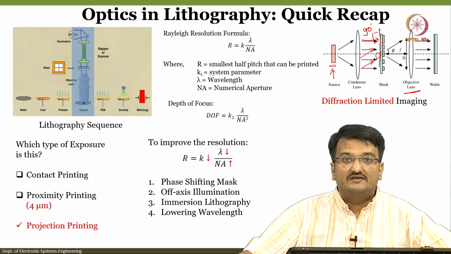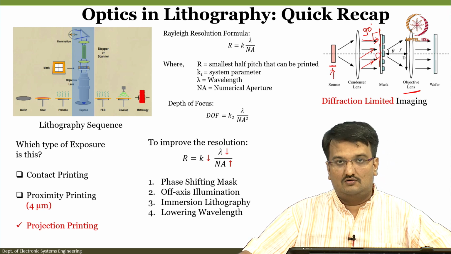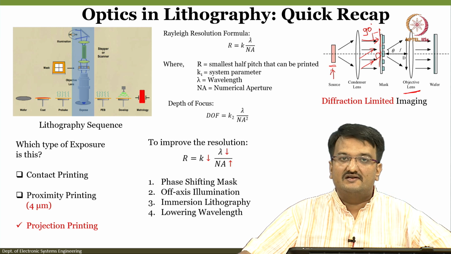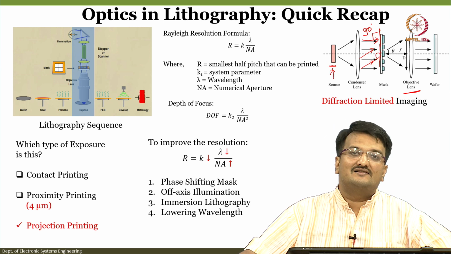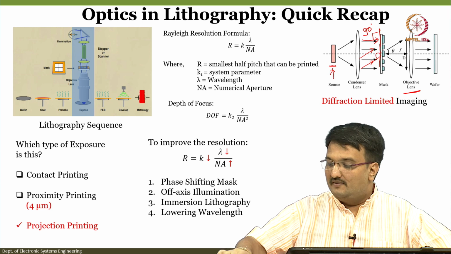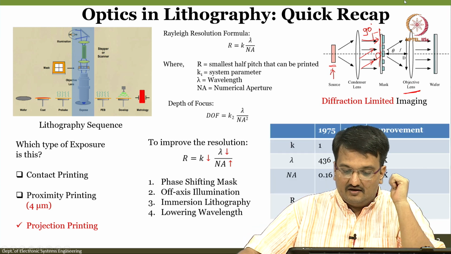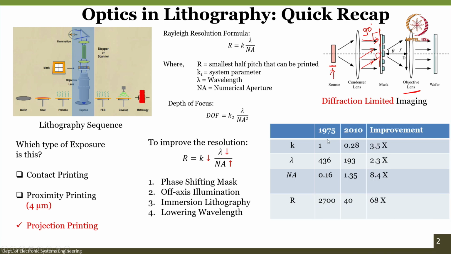Further, we have also seen how resolution has improved over the years, right. I have taken, I believe, 2 instances and we have seen how it has improved due to which particular parameter. This is just a summary of that, if you can see the screen. In 1975, these particular values were there for system parameters, wavelength and numerical aperture, whereas in 2010 it has been improved to this. Now, because of which factor, how much it is improved, already discussed.